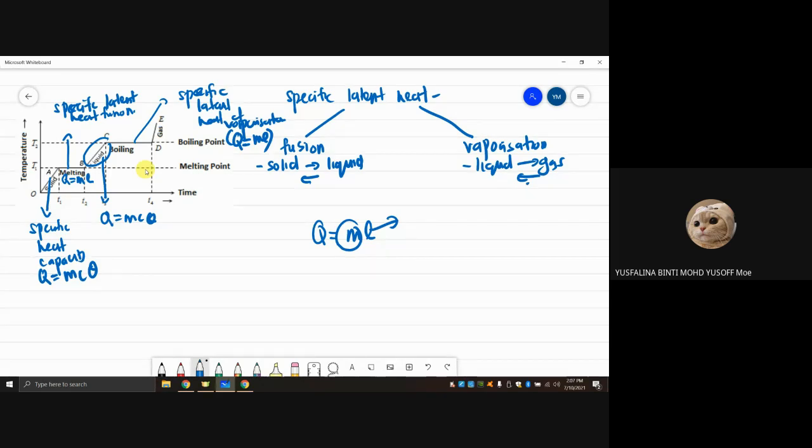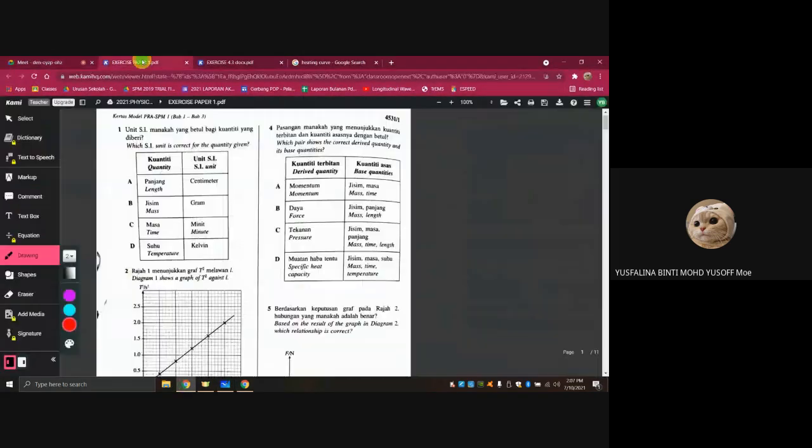You have to know the meaning, what type of specific latent heat, what happens during the specific latent heat, what happens to the energy, and how to calculate. So let's see the first question.